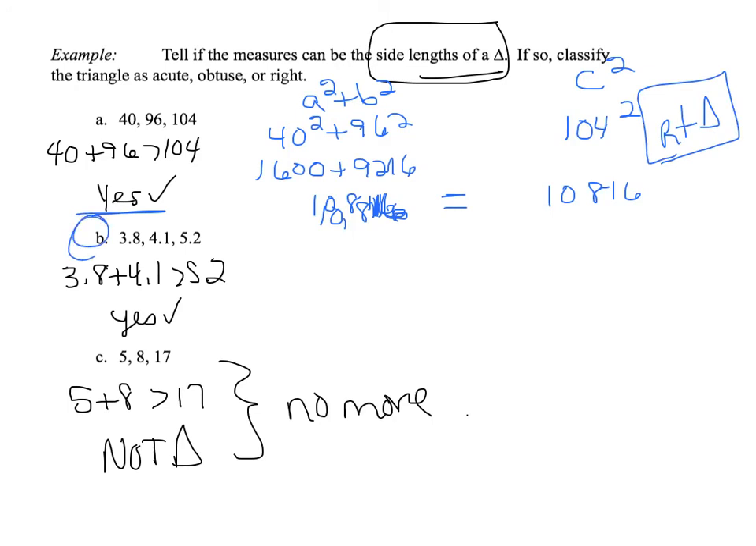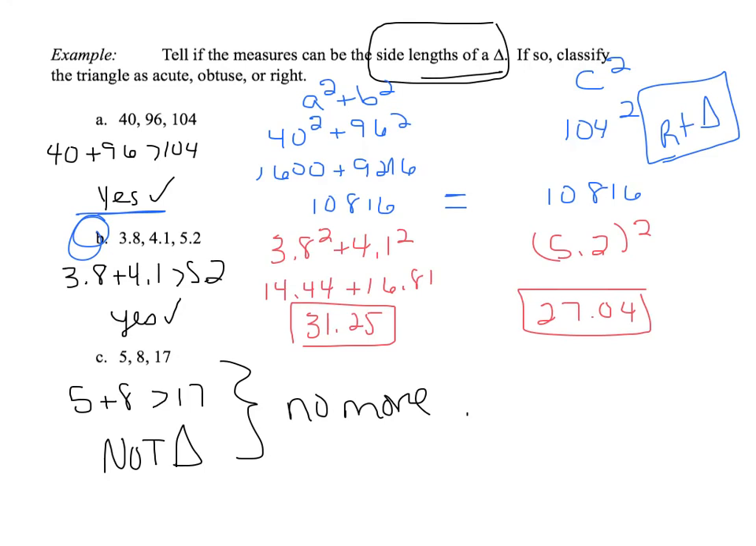I would like for you to do b, please. Pause it and then come back. Okay, so a squared plus b squared, you have your 3.8 squared and 4.1 squared. When you add these together, you get 31.25. Your c squared, so you take your 5.2 and square it, you get 27.04. Now let's compare a squared plus b squared to c squared. What you should notice is that c squared is smaller. If c squared is smaller, that makes this an acute triangle. Okay?